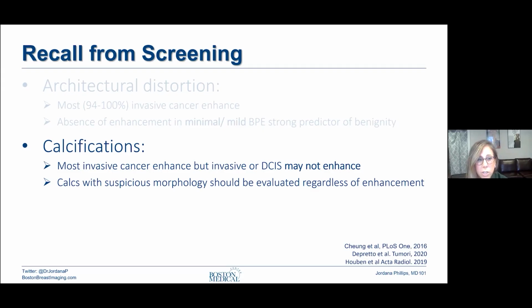We're looking at calcifications. Most invasive breast cancers enhance, but there are some invasive cancers or DCIS that may not enhance. This is similar to MRI. And so we want to evaluate calcifications with suspicious morphology regardless of enhancement. And I talked already a little bit about when to use contrast enhanced mammo for these cases.